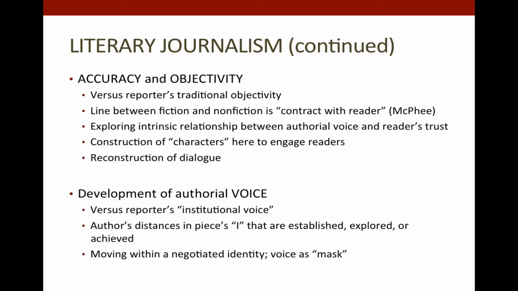And then fourth and finally here, the literary journalist depends on the development of an authorial voice. In traditional journalism, the reporter has an institutional voice that speaks for the newspaper or for reportage in general. Here, the literary journalist is free to use an I that can move in and out of the story as an element of the story. And so it's interesting how identity gets negotiated there within a work of literary journalism. How attached is the writer to the story? What are the things that draw him or her into the events that he or she's describing?